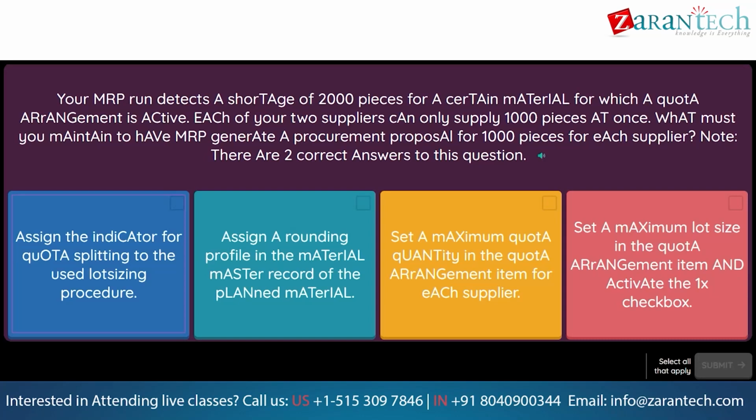Option 1, assign the indicator for quota splitting to the used lot sizing procedure. Option 2, assign a rounding profile in the material master record of the planned material. Option 3, set a maximum quota quantity in the quota arrangement item for each supplier. Option 4, set a maximum lot size in the quota arrangement item and activate the 1x checkbox.